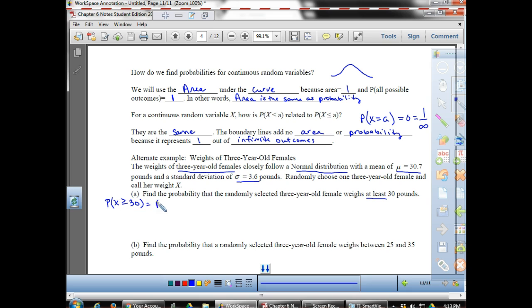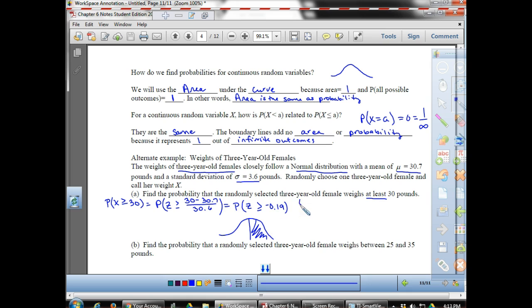So that will be equal to the probability that a z, remember we convert our x value, our raw data value, to a z score, and we do it by saying x minus the mean divided by the standard deviation, and that's going to simplify down to negative 0.19. So I'm going to draw a little curve here. Negative 0.19 will be a little bit to the left, and I'll shade this region there.